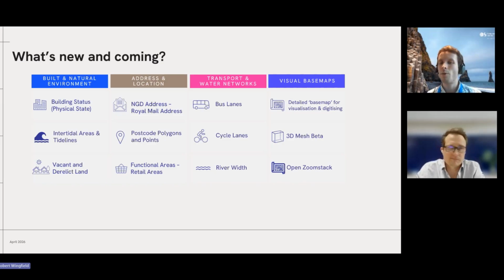And then as a bit of a side point, as I mentioned earlier, NGD data is very much designed for analytical purposes. So it can be viewed visually, but it's not a contiguous base map, which some of you might be interested in as well.